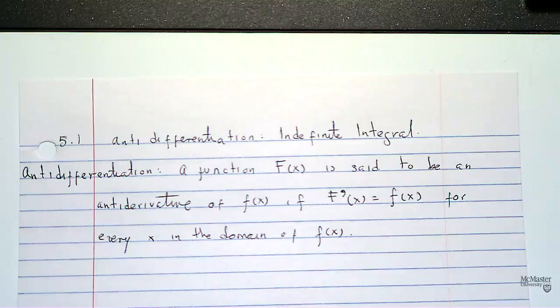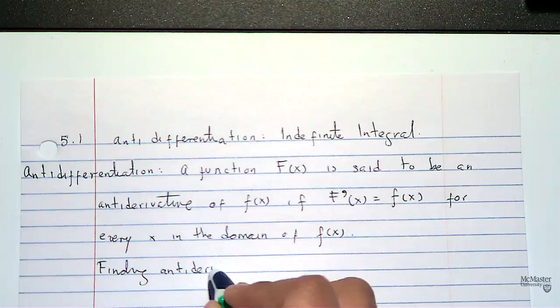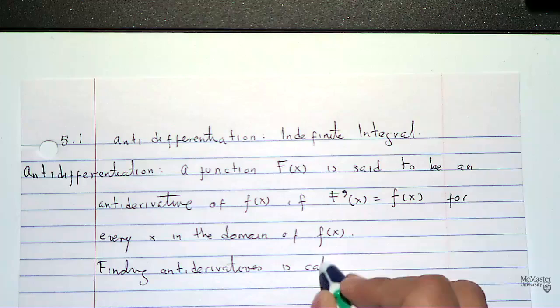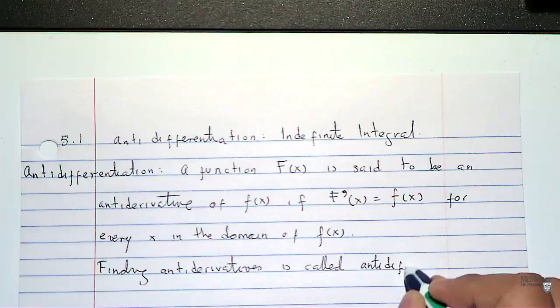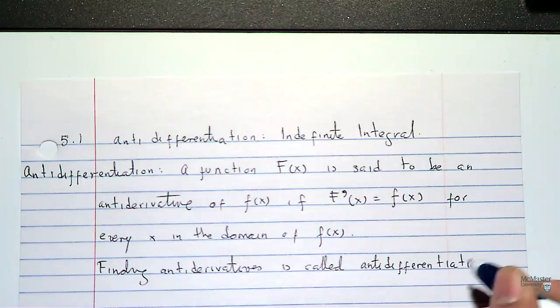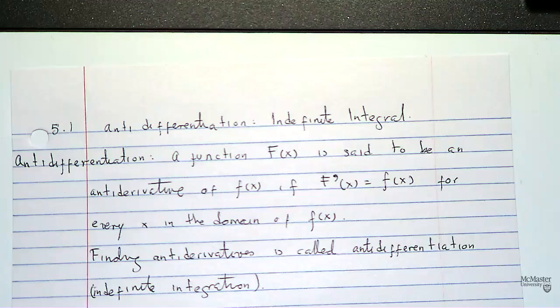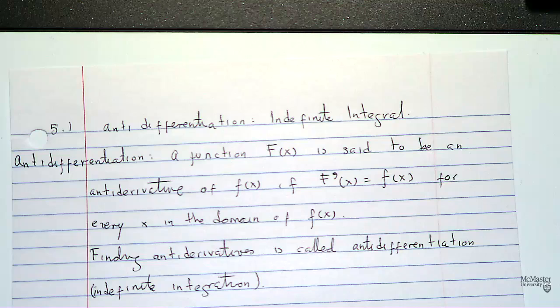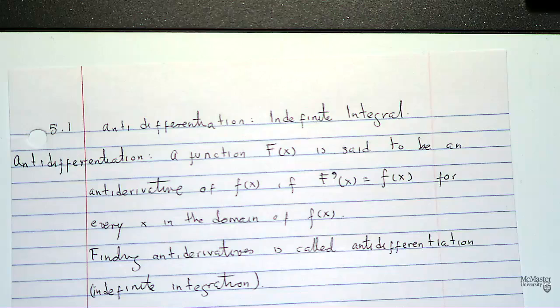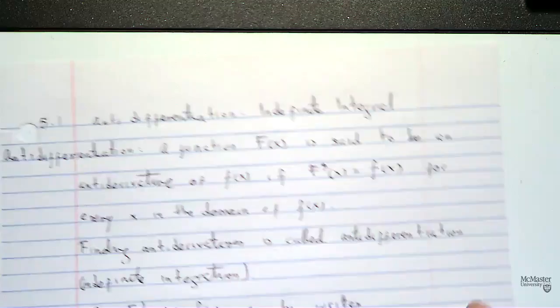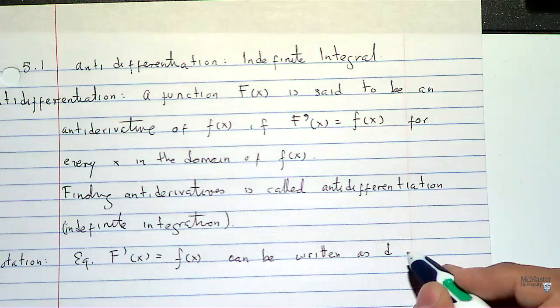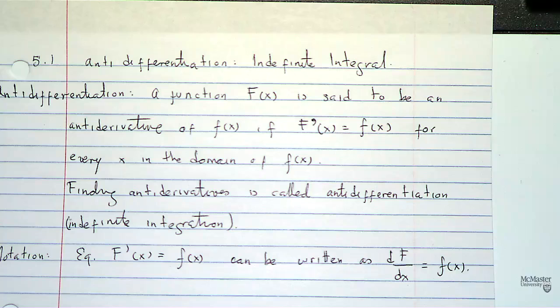So, the process of finding antiderivatives is called antidifferentiation, and it also has another name, which is indefinite integration. So, again, notation is important, and this goes back to our point that you guys in high school apparently only saw the notation of f prime. Here, we will also have the Leibniz notation again, because the equation capital F prime of x equal to little f of x can also be written as dF/dx equal to f of x. This is just notation. I'm just introducing the same notation that I had for the derivative.